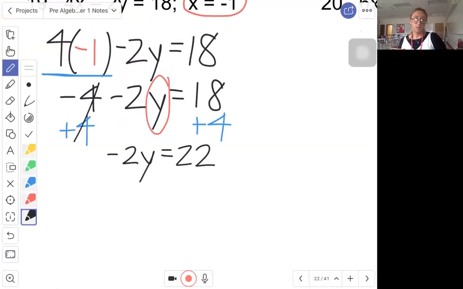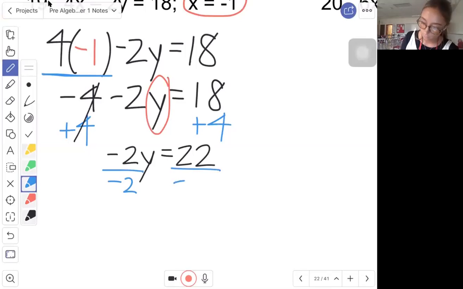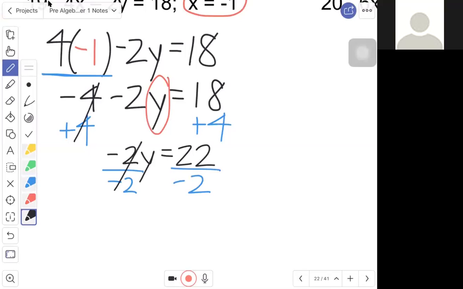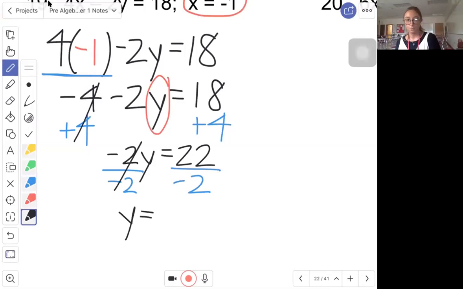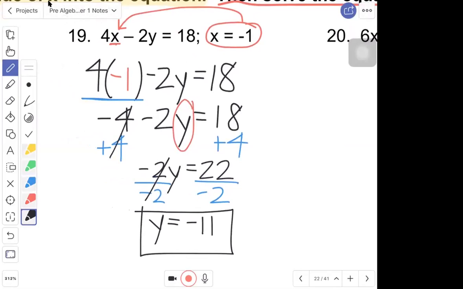And Nate, can you tell us our last step, what we'll do here to get our y alone? Divide both sides by negative 2. Good. And Nate, what's 22 divided by negative 2? Negative 11. Good. And that's our answer. Questions on that one?